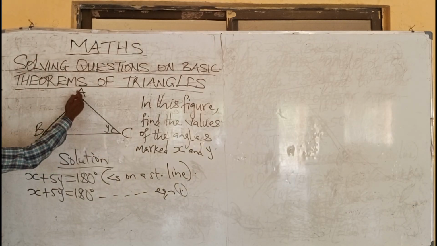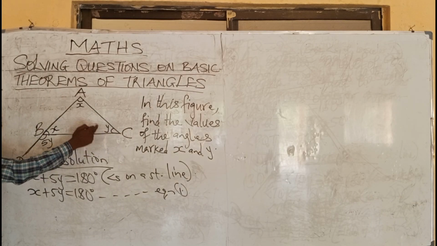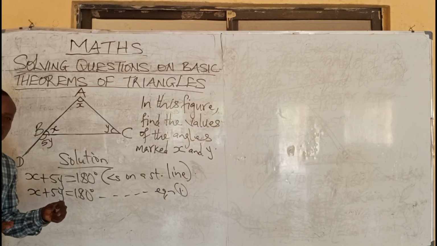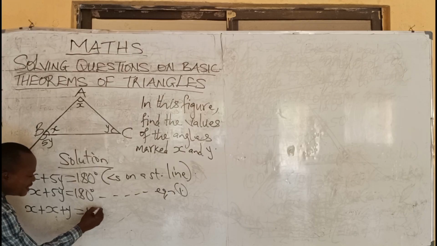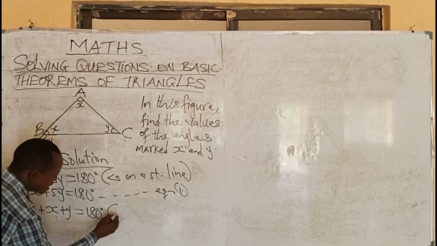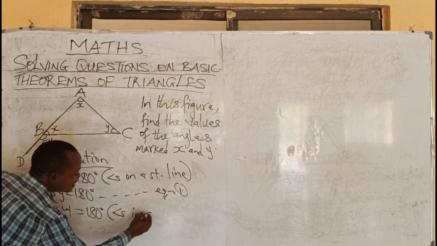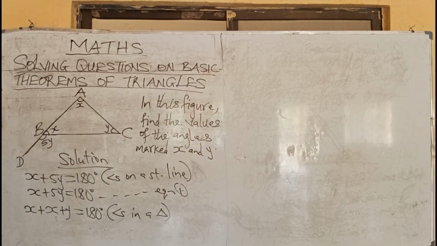We have a triangle, which is triangle ABC. And we know that the sum of the interior angles of a triangle is 180 degrees. In other words, x plus x plus y, those are the three angles, equal to 180 degrees. And the reason this time around is angles in a triangle.